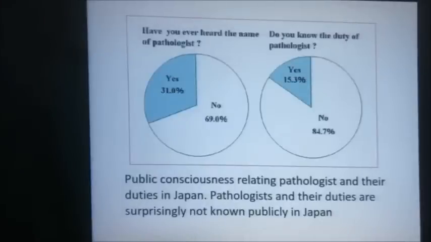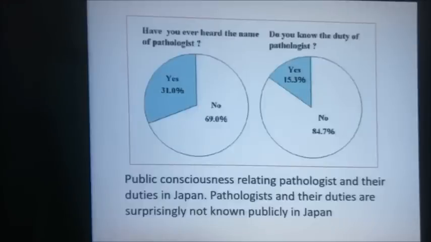Have a look at this figure. They went to Japan and they asked people, have you ever heard the name of pathologist? Almost two thirds of the population, the lay people in the street, say no, we don't know what's the meaning of a pathologist. So even in other countries, not just in the developing countries, the name pathologist is not known.